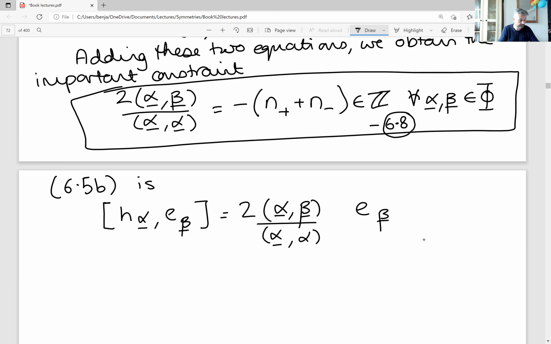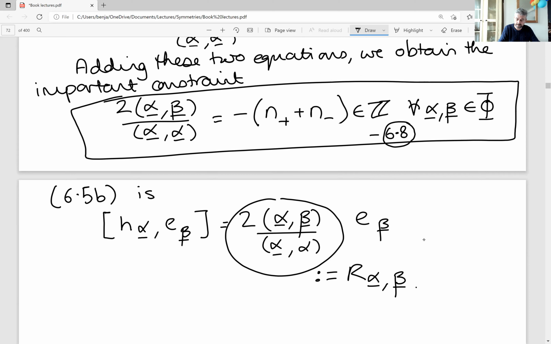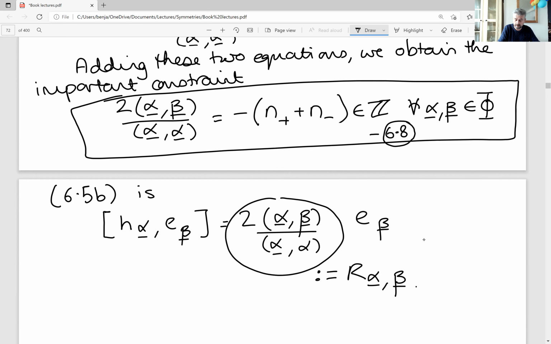Okay, and this is the thing, this factor here, I'm going to call this R alpha comma beta. Now, if you look at 6.8, we've got R alpha comma beta on the left-hand side, and this is equal to some integer. So R alpha beta is an integer.